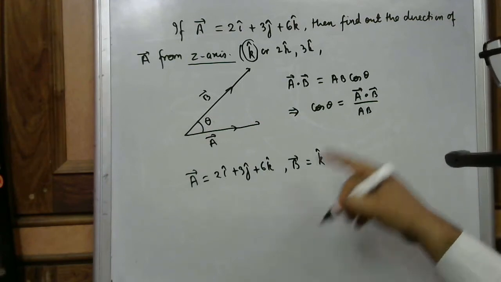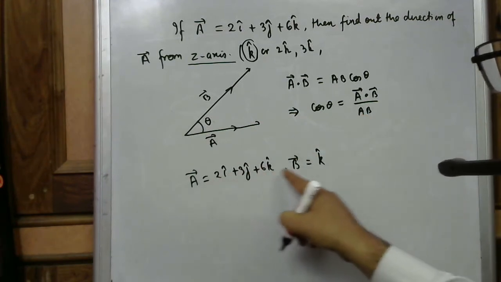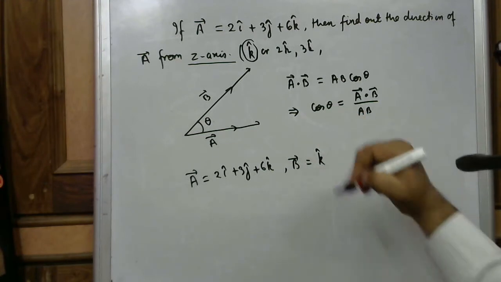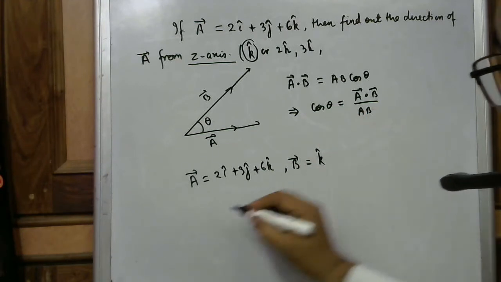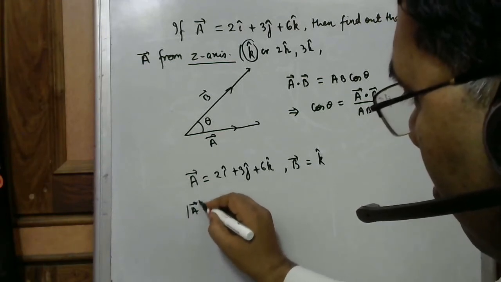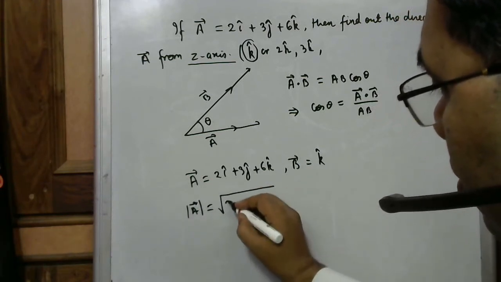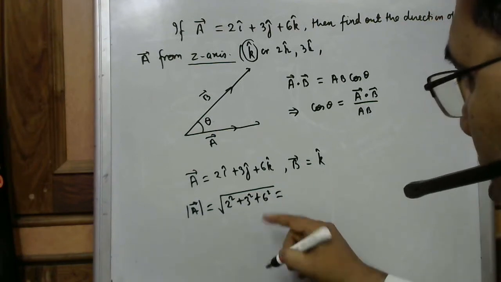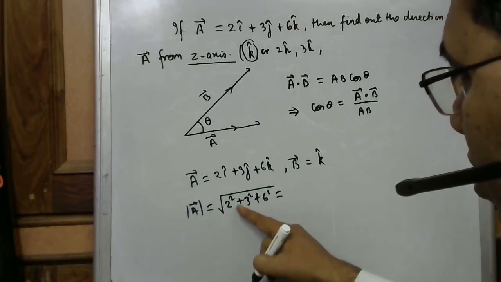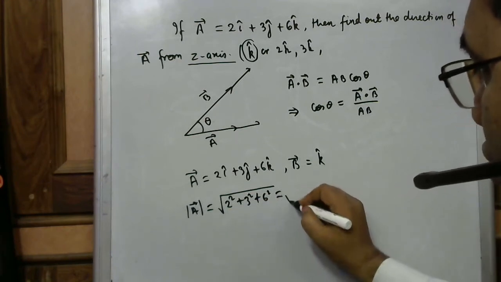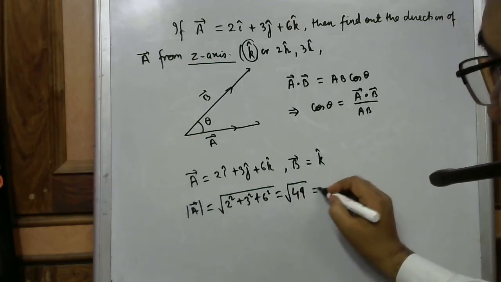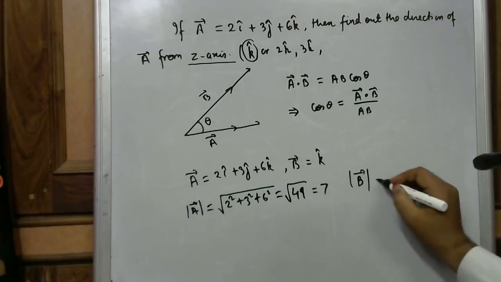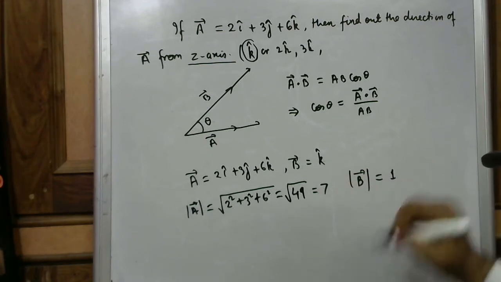Now what's the magnitude of A and B here, because we have to use it in this expression to find the angle between the two vectors. So mod A is under root 2 square plus 3 square plus 6 square, and this comes out to be under root 4 plus 9 plus 36, root 49, I mean 7, and mod B, this being a unit vector, this would be 1.